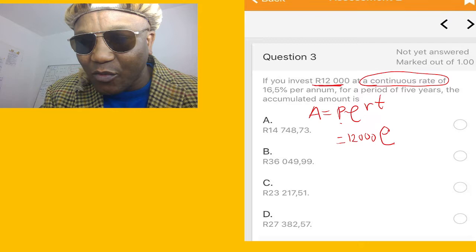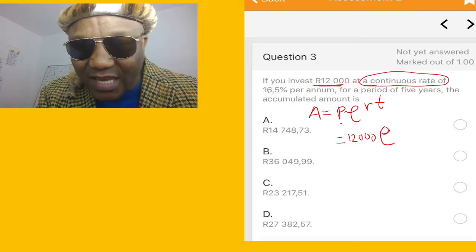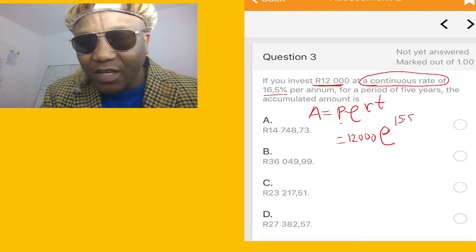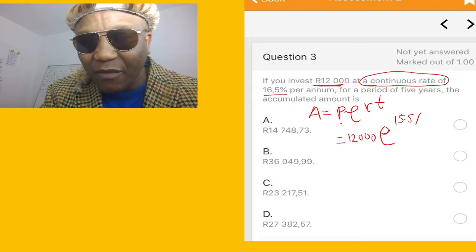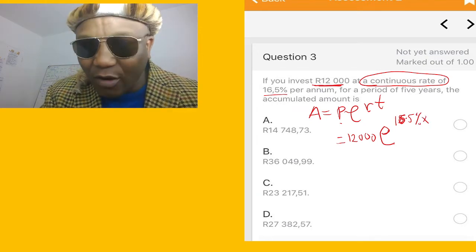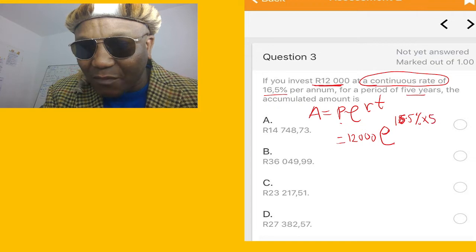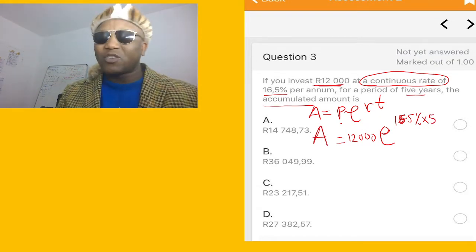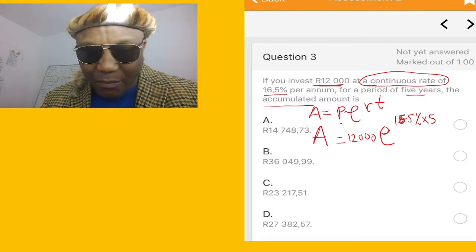Then we write our e, which is exponential. Do you have an interest rate? Yes, 16.5. So instead of this r, you're going to say 16.5 percent, and then we multiply by how long? 5 years. So we multiply by 5. But now we want to know how much is going to be accumulated, meaning how much you're going to have. So we can simply plug it in a calculator.